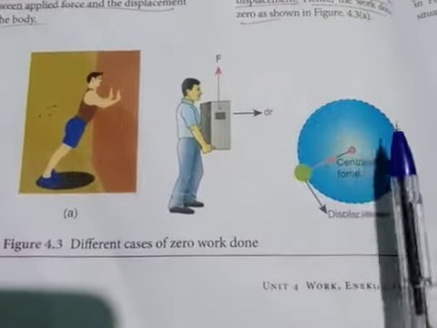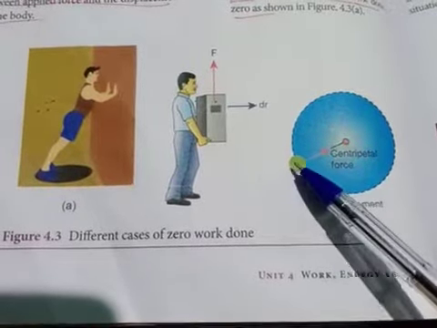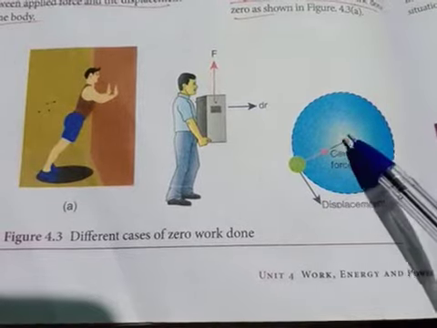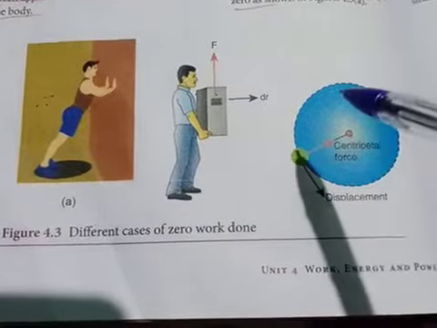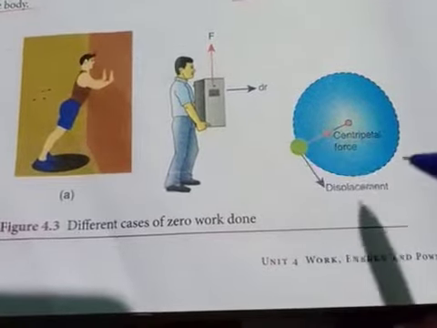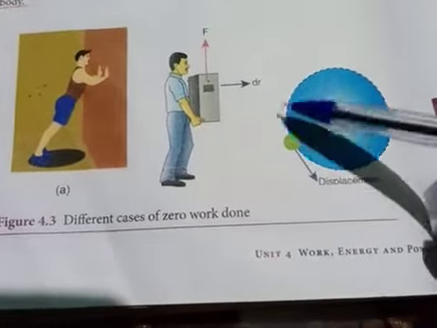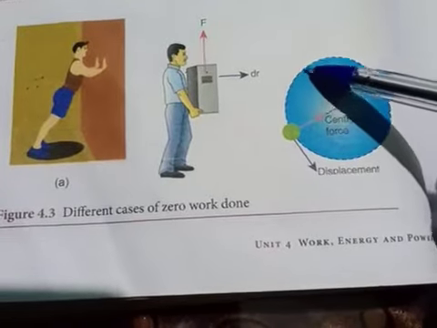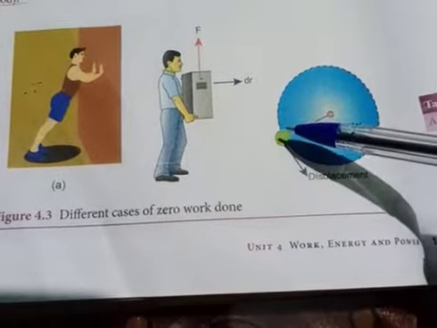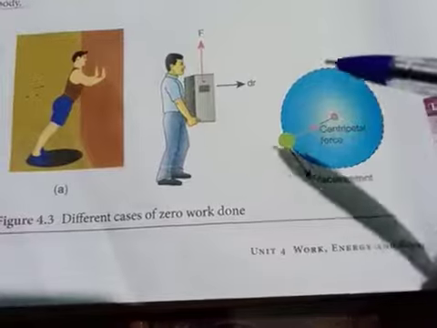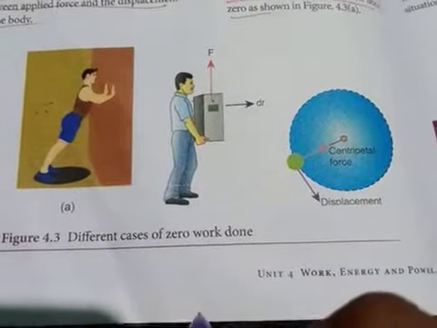The next case is circular motion. We know that during circular motion, the centripetal force is acting in the inward direction, and assume that the object is rotating like this. When it is rotating like this, what is the displacement? First here, then here, then here, then here. This displacement is always perpendicular to the centripetal force, so we can tell that the centripetal force does no work on the object.